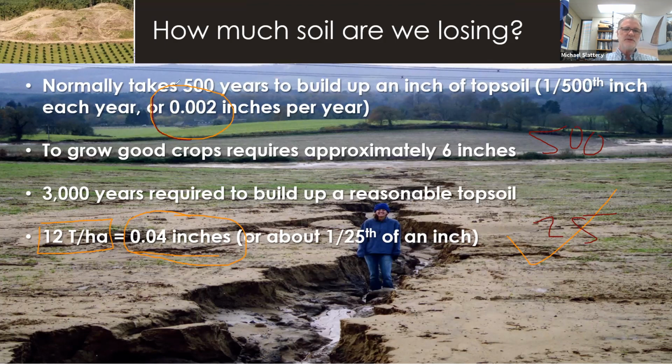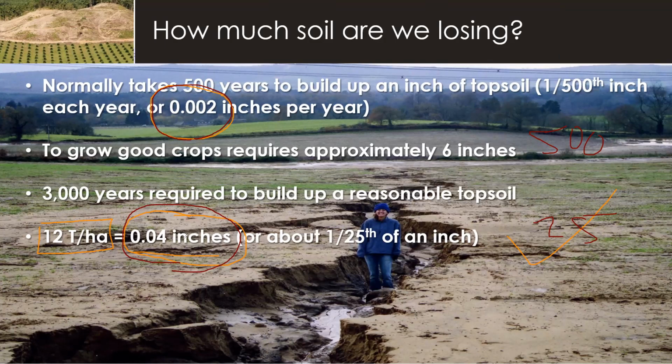We're building soil at 0.002 inches per year. We're losing soil at 0.04 inches per year. Is there a soil erosion problem, everybody? Yes. Okay. How many times faster are we losing soil than soil's being formed here? How would I calculate that? 20 times. Exactly. 20 times, right?